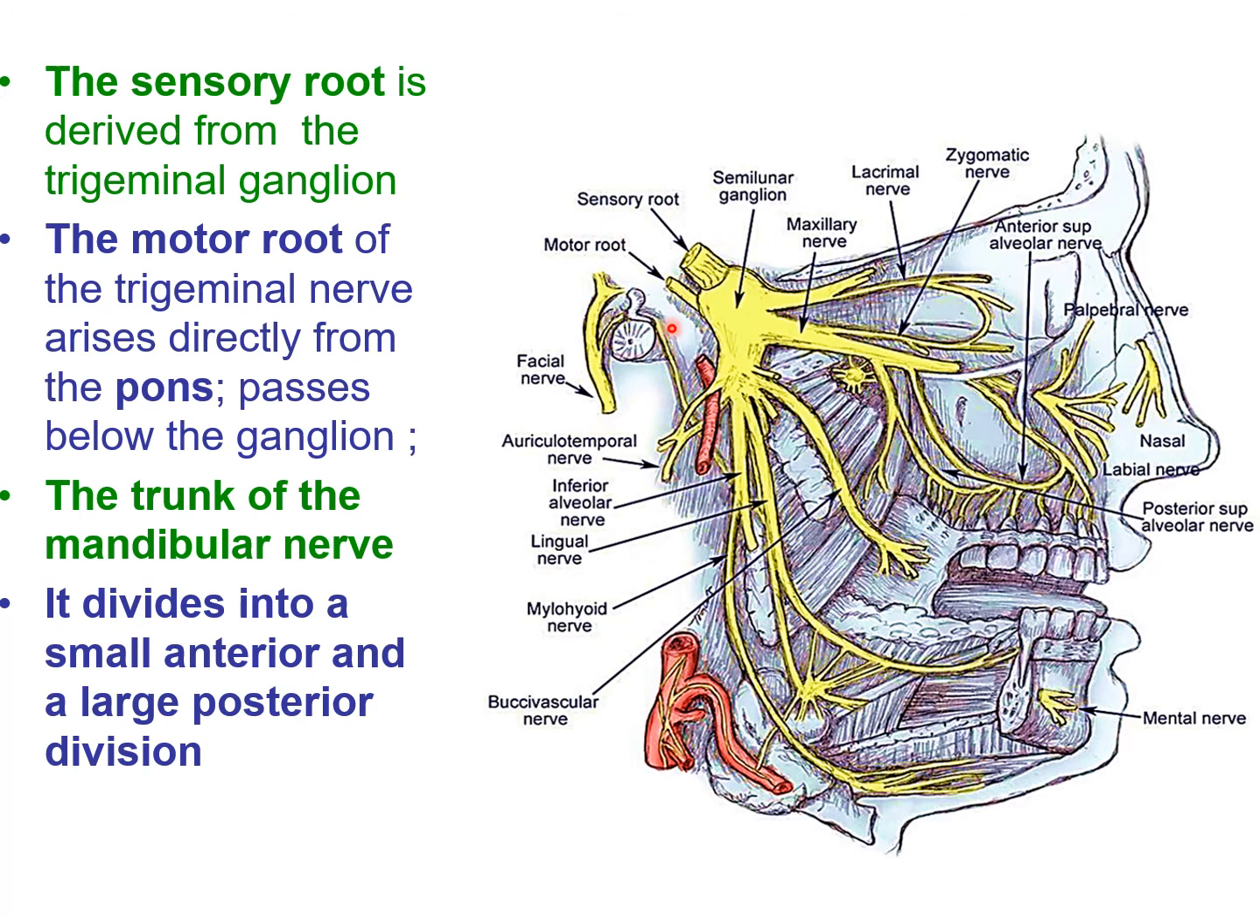Talking about the sensory and the motor root of the mandibular nerve, the sensory root is thick and it is derived from the trigeminal ganglion and it passes out of the skull through foramen ovale to enter the infratemporal fossa. The thin motor root of the trigeminal nerve arises directly from the pons and passes below the ganglion. It also leaves the skull through the foramen ovale and here it joins the sensory root to form the trunk of mandibular nerve. Now this trunk of mandibular nerve further divides into a smaller anterior division and a larger posterior division.